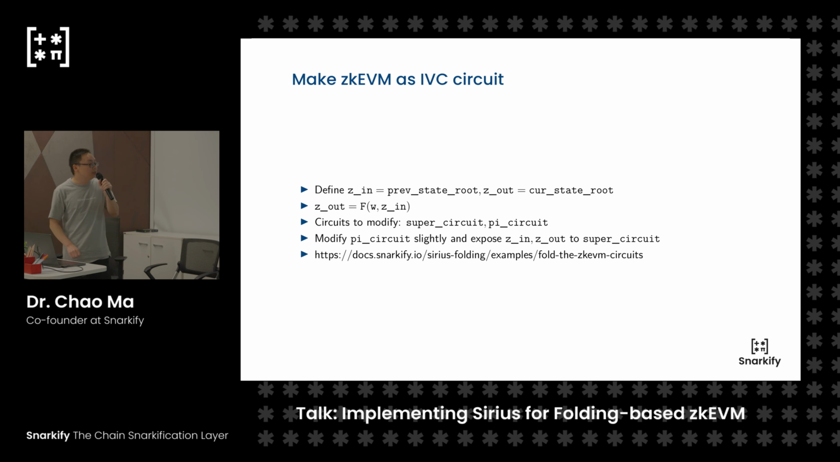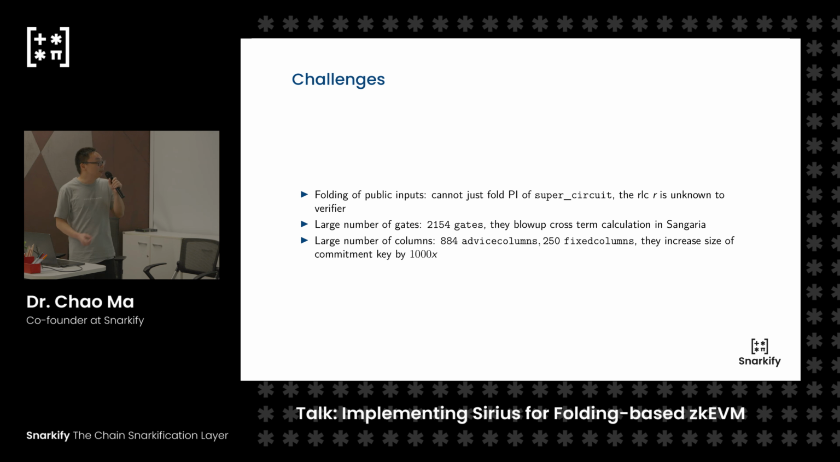Of course, during the modification, which part is easy, we also encountered some challenges. I will just list three major challenges. The first one is the folding of public input. In the zkEVM circuit, there is a public input, which is the hash of previous state root, current state root, transaction root, and Coinbase, a bunch of important data to make sure the data is really from the blockchain.